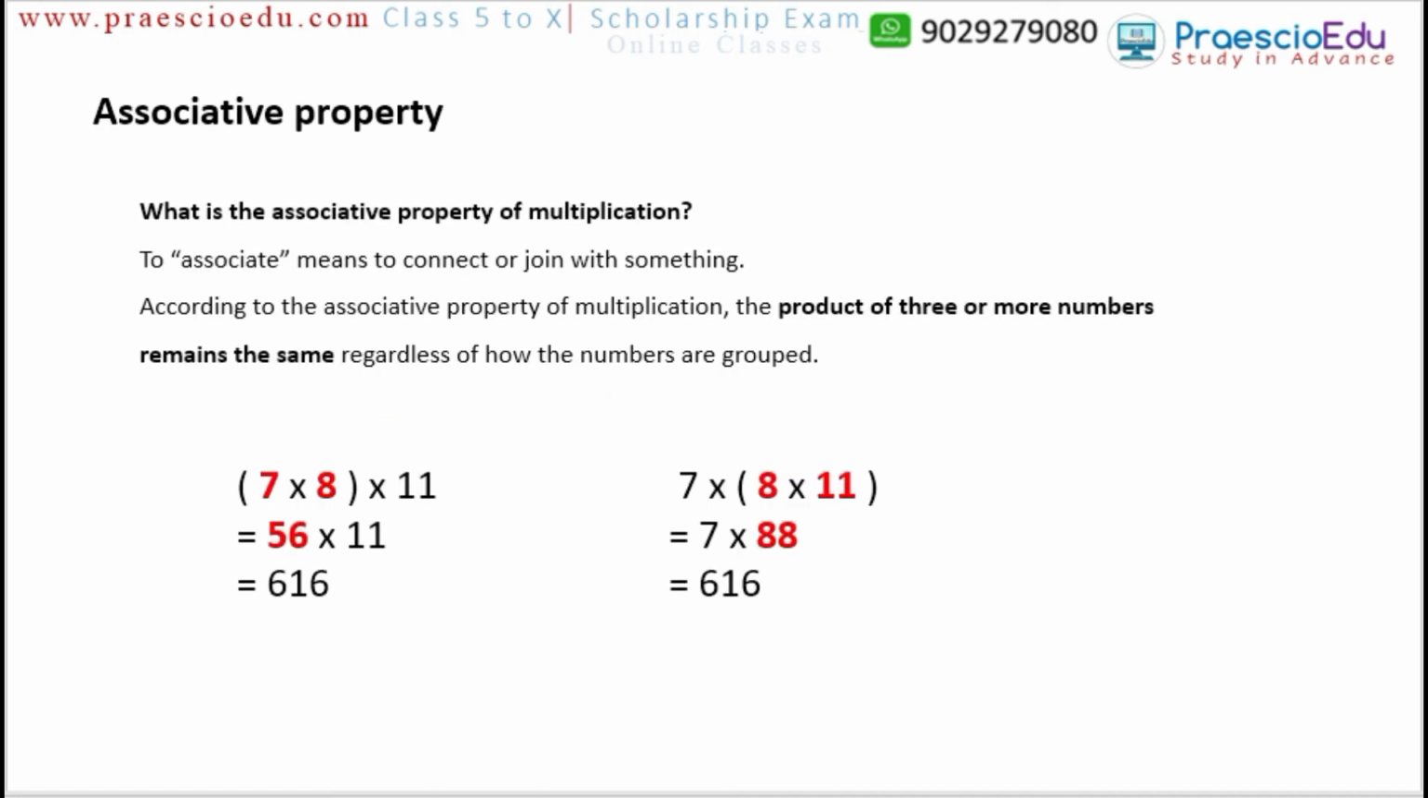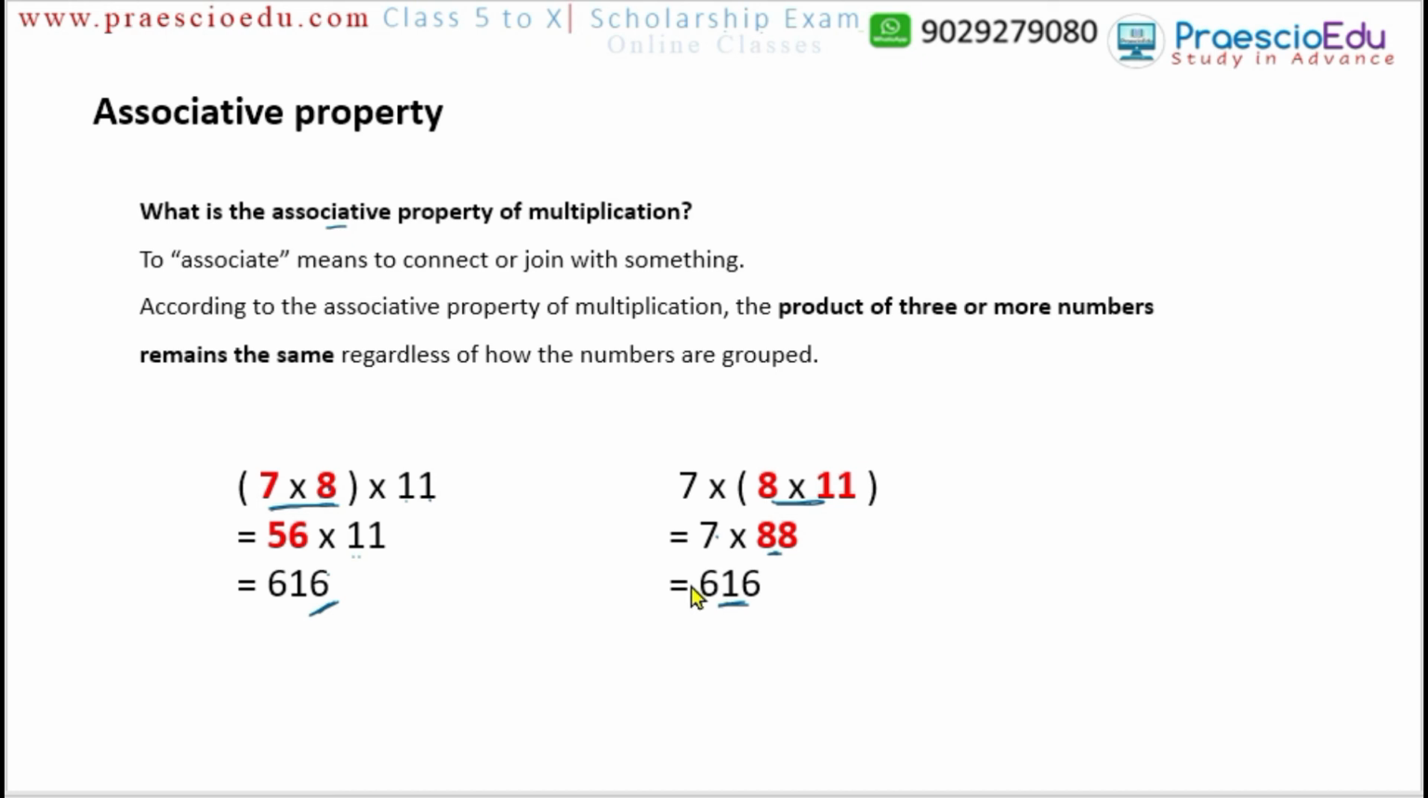The next one is the associative property of multiplication. Associative means grouping, or connection, or joining of something. Now here, 7 multiplied by 8 multiplied by 11. In this one, first we calculate this product and then multiply with 11. Or we multiply 8 multiplied by 11, and after finding this product, multiply with this 7, and the product will be the same.